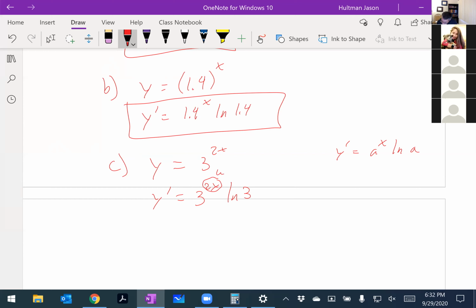This is my u. Okay, u is equal to 2x. So du is equal to 2. So I've got to multiply by the 2, the derivative of the exponent. Don't forget to multiply by that 2 because this is a chain rule. So this is going to be y prime equals 2 times 3 to the 2x times the natural log of 3.